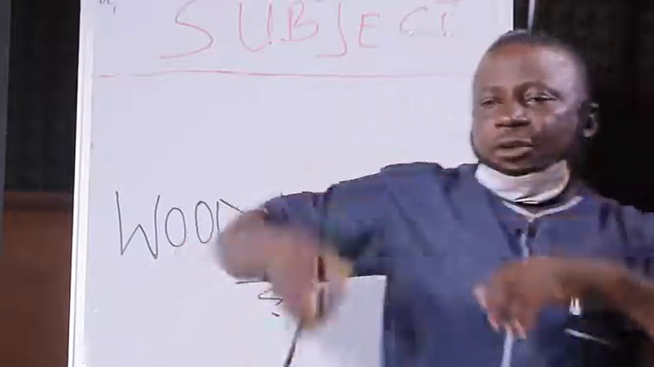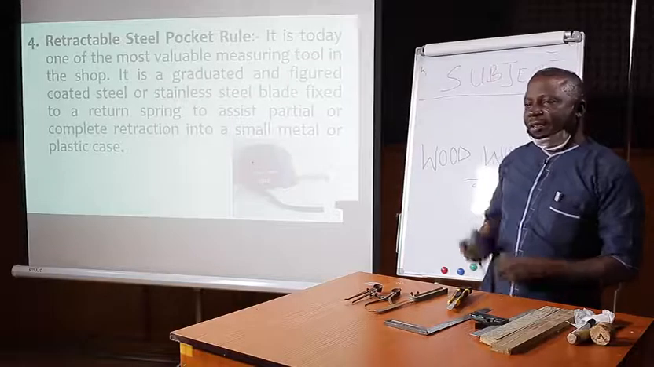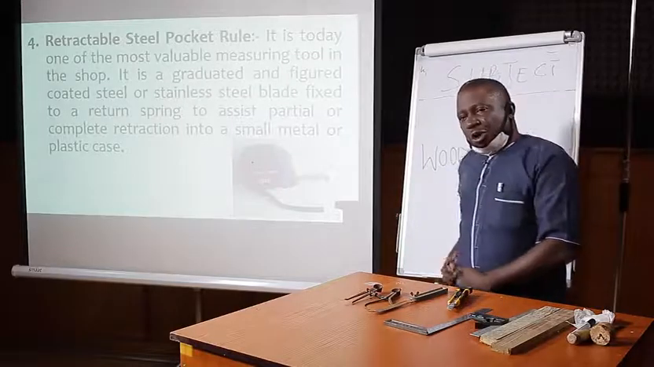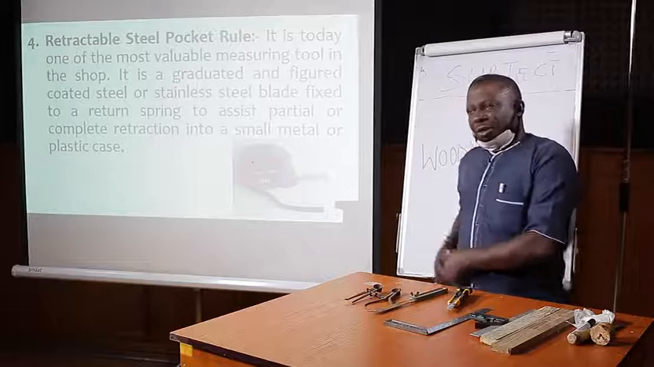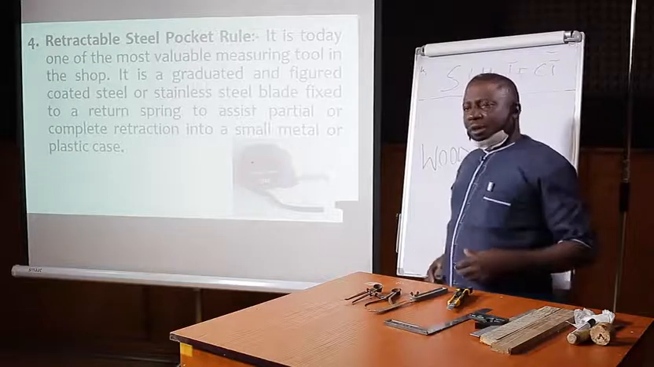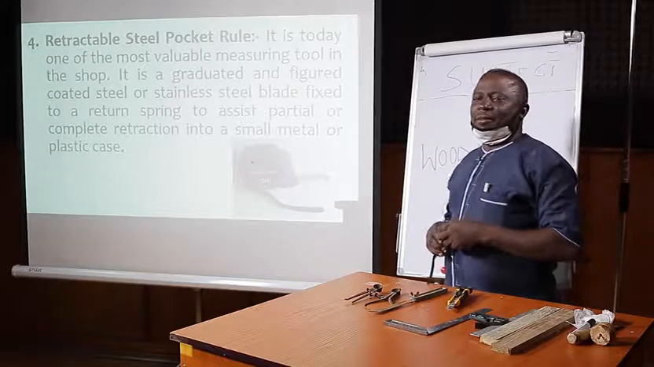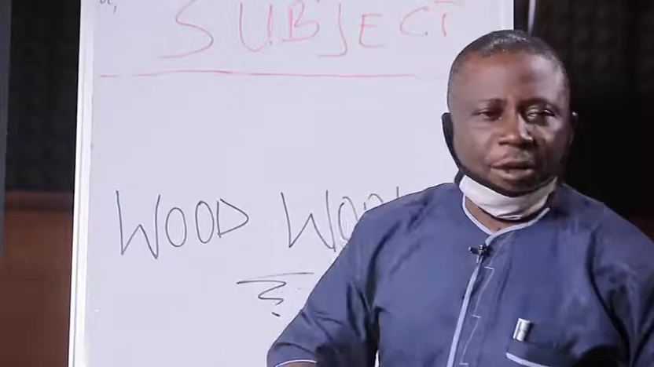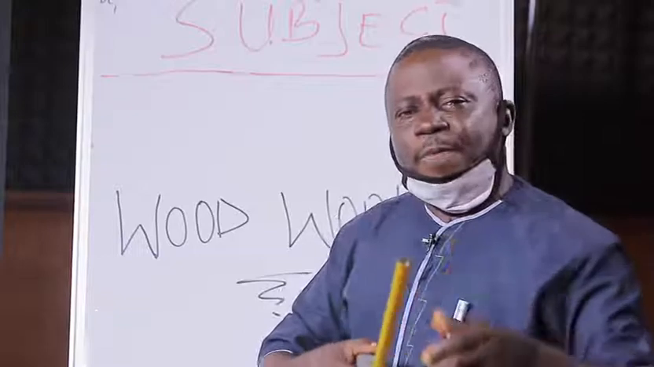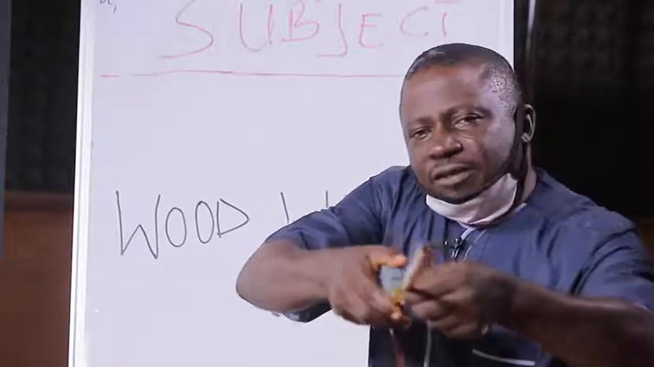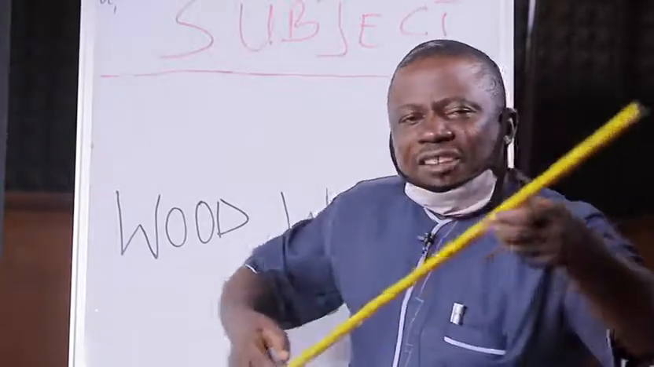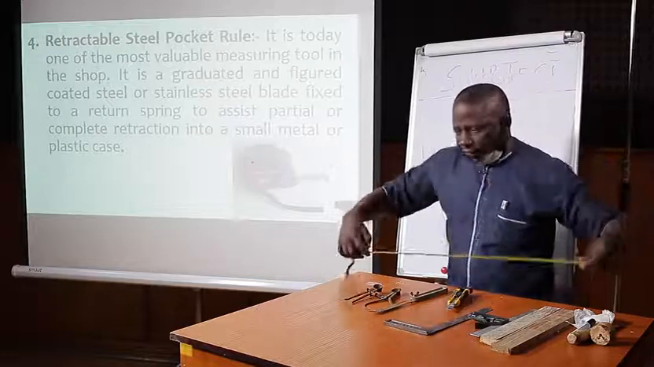Why do we call it steel pocket rule? You can put it in the pocket, you can hang it. It has a provision that you can hang it on your waist belt, okay, to hook it, and you walk along with it, nobody knows. It is just like a knife for the butchers. But this one, it's used for taking measurements and transferring them on surfaces.